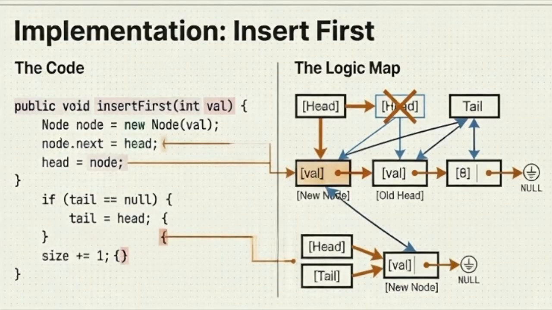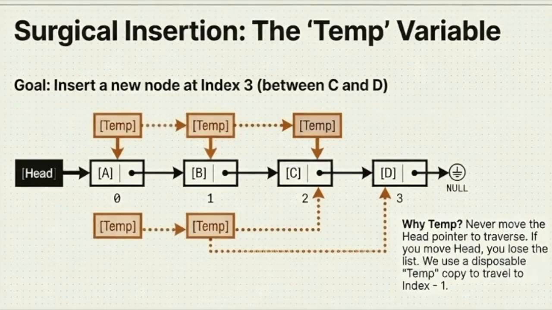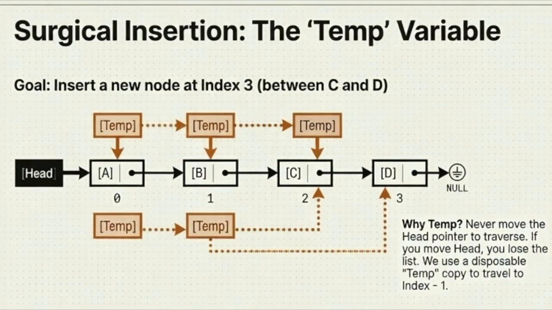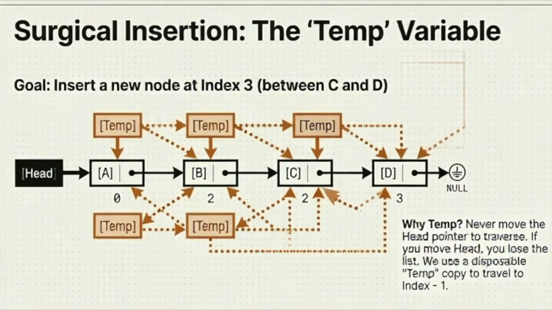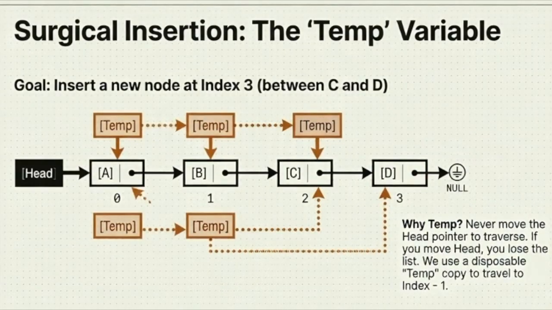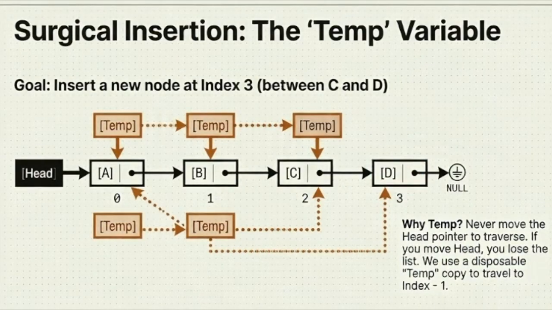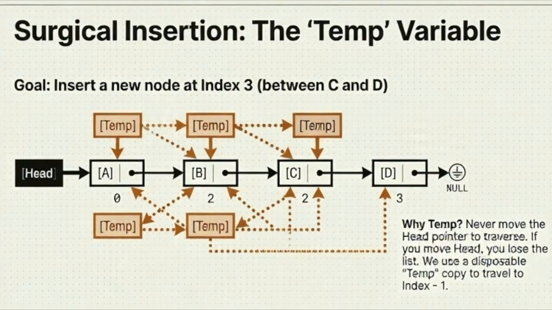What if we want to insert somewhere in the middle, say at index 3? You never move the actual head pointer to traverse. If you move head, you lose the start of your list. Instead, we use a disposable temp variable. Think of temp as a temporary copy of the map. We use temp to travel to index minus 1. We say temp equal to temp.next to hop from node to node until we reach the insertion point.